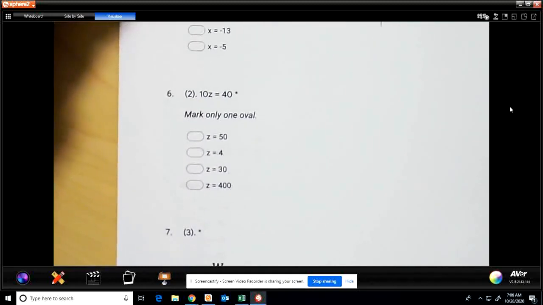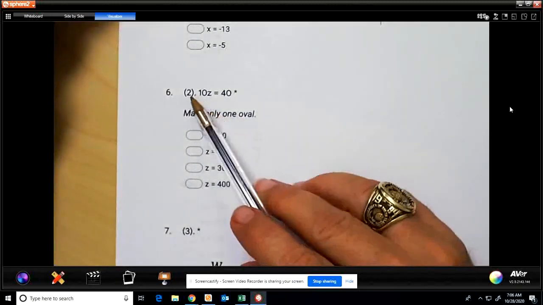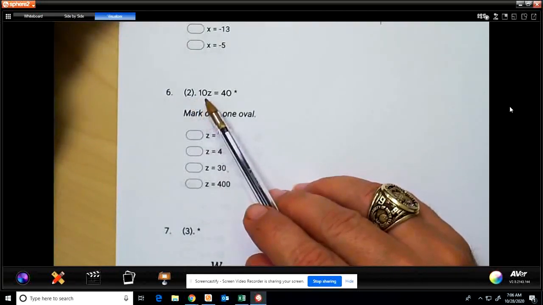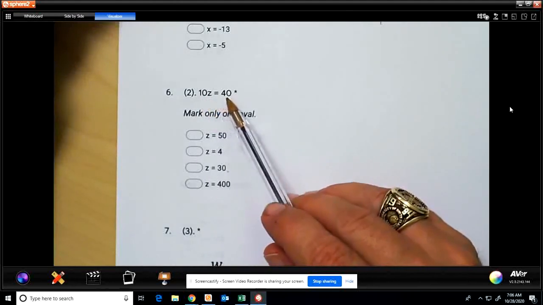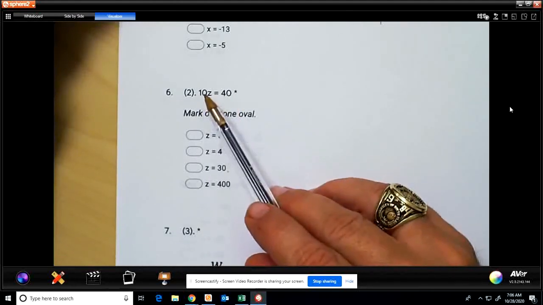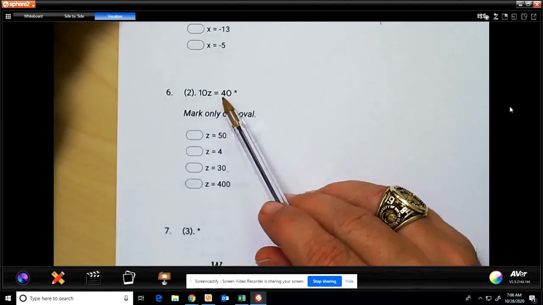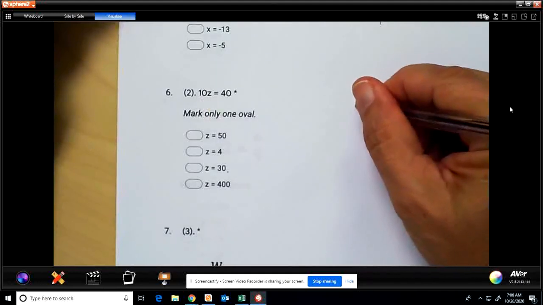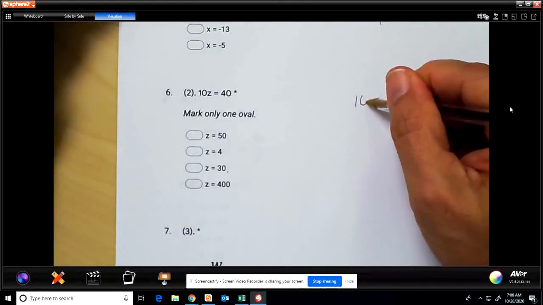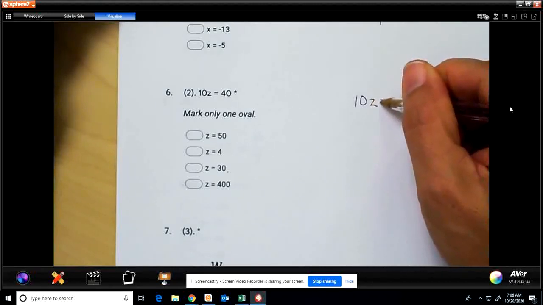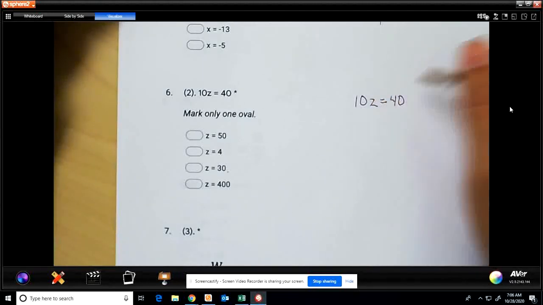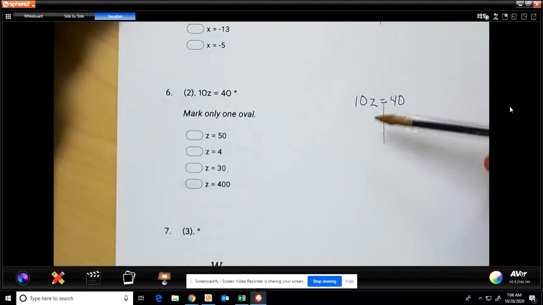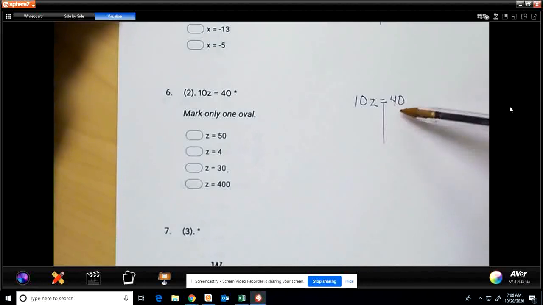Number 6, and this is question number 2. 10z equals 40. This is 10 times z equals 40. So again, I would come over here, put 10z equals 40. Put my little line, that way whatever I do on this side, I do on this side.